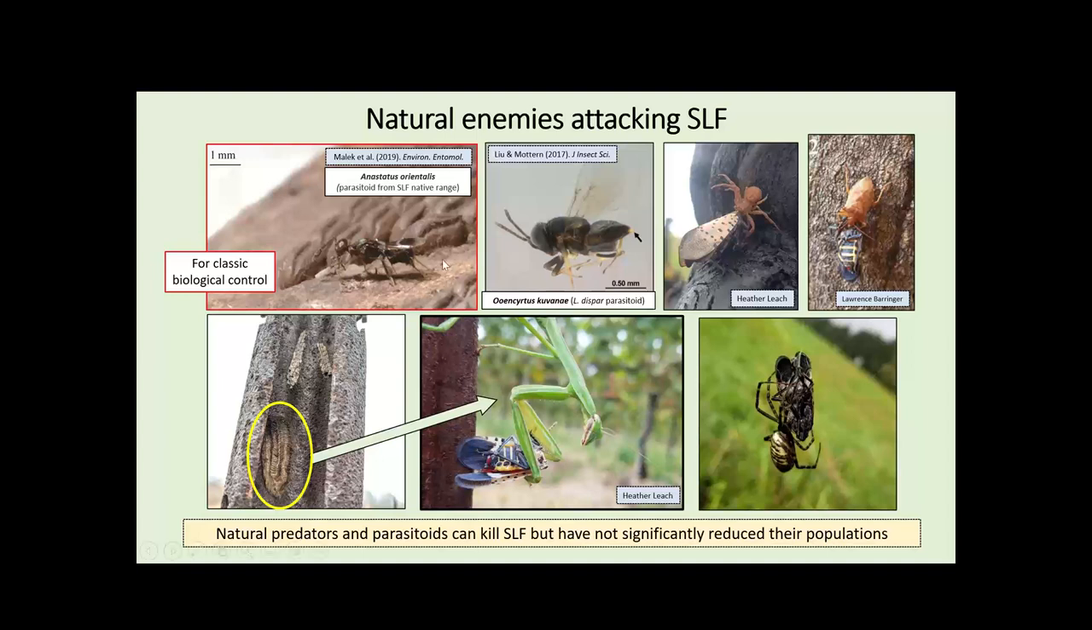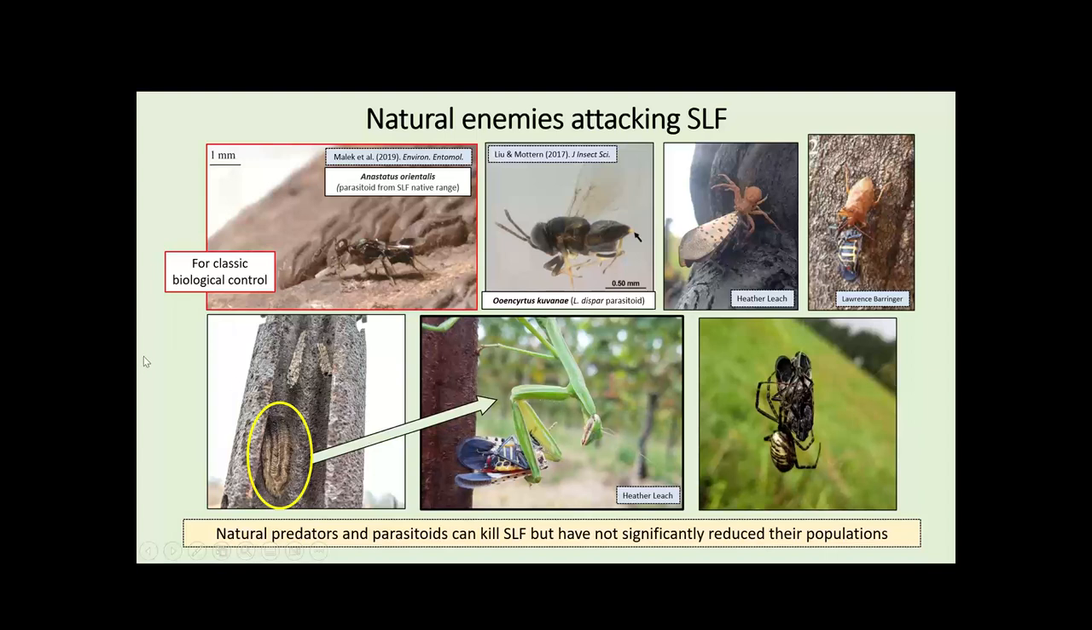So we have this egg parasitoid on the top left. This is currently being studied as a potential wasp to introduce. There's this parasitoid in the top middle. This attacks the spongy moth, or what used to be called gypsy moth. It has been observed attacking lanternfly eggs, but we got spiders. We got these predatory bugs and praying mantids, also spiders.